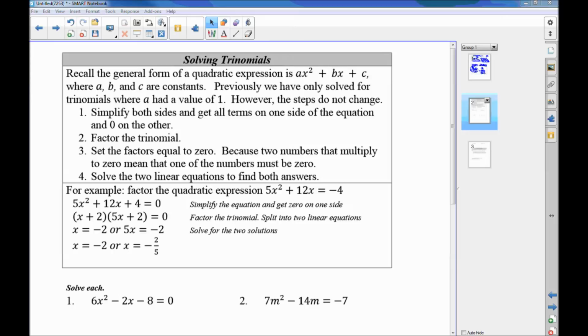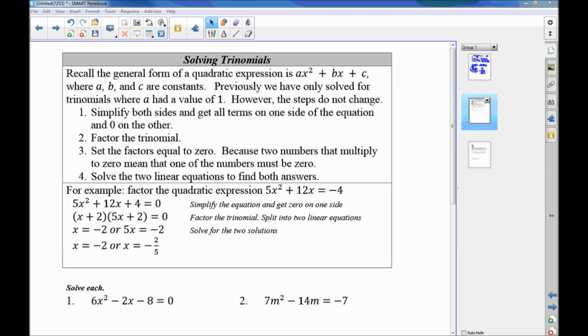So solving equations that involve trinomials. Okay, so recall the general form of a quadratic expression is ax squared plus bx plus c, where a, b, and c are just constants, so numbers in front of the variables there. Previously, we have only solved for trinomials where a has a value of 1. However, the steps do not change here. So simplify both sides and get all terms on one side of the equation and 0 on the other. So we want to set our equation equal to 0. And then what's left on the left side is going to be a trinomial.